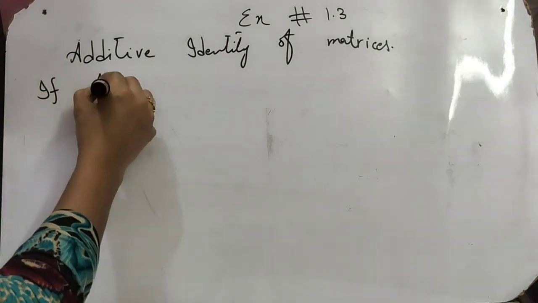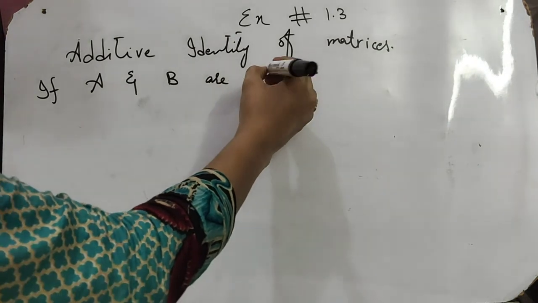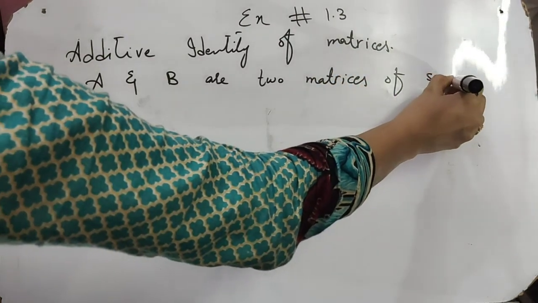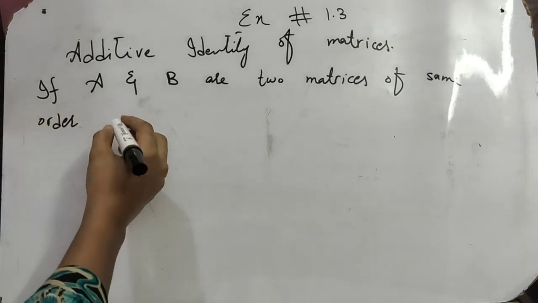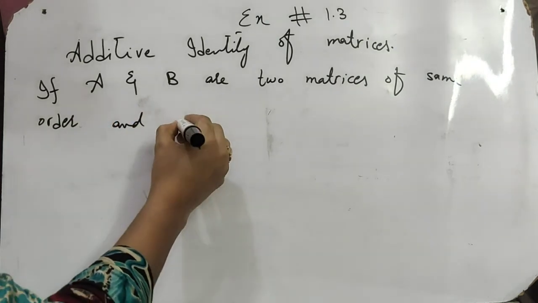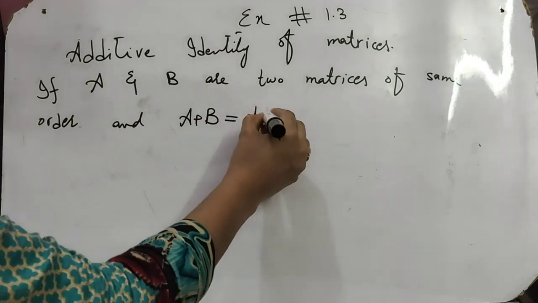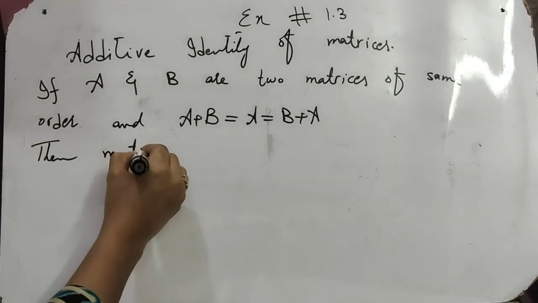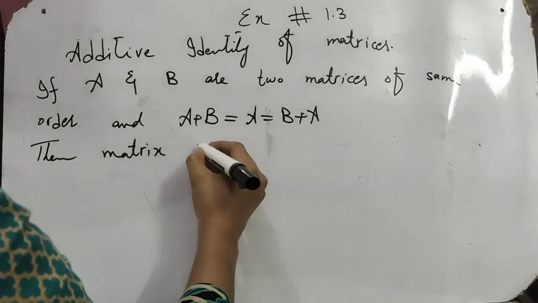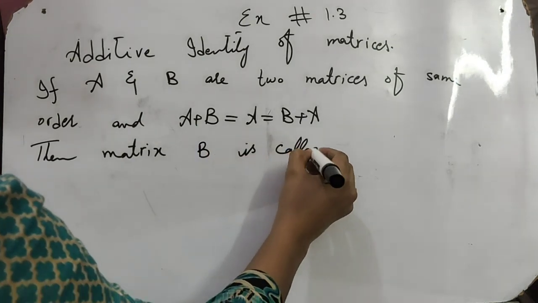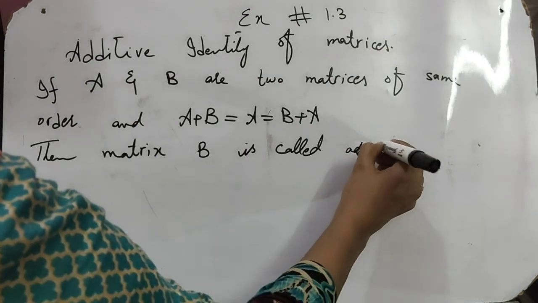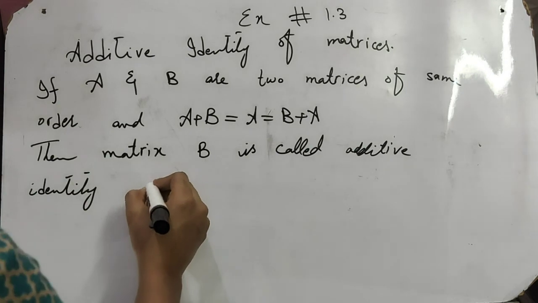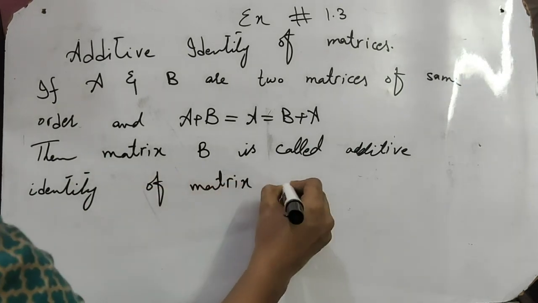If A and B are two matrices of the same order and A plus B equals A, which equals B plus A, then matrix B is called the additive identity of matrix A.